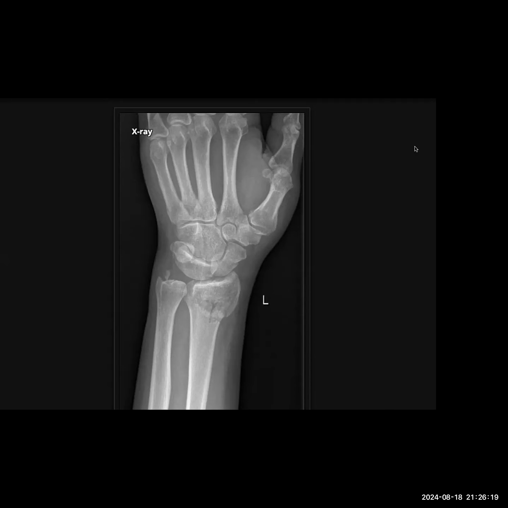Mute, please. Yep. So in this case, you picked up the fractures, but I was hoping you would pick up a lunotriquetral coalition here. Are you able to see it? Yes, lunate yes, and triquetral yes, seen separately.